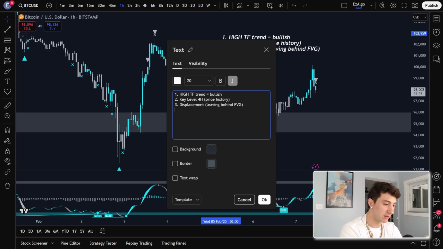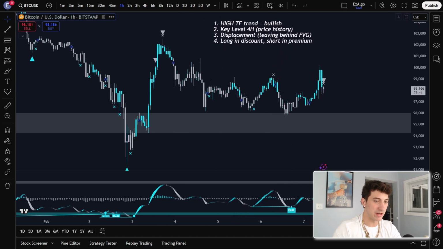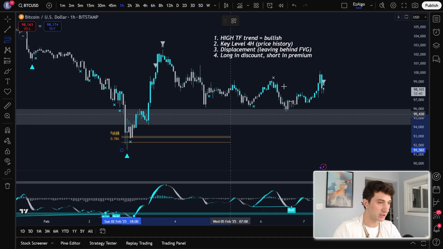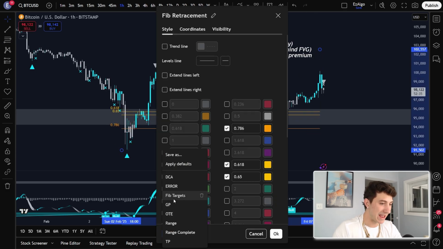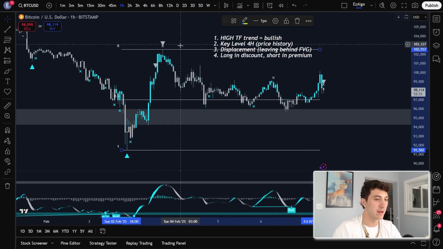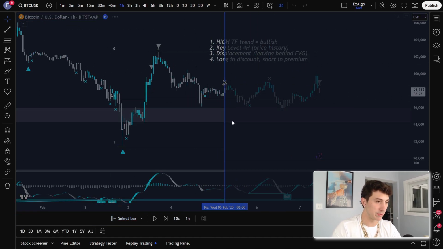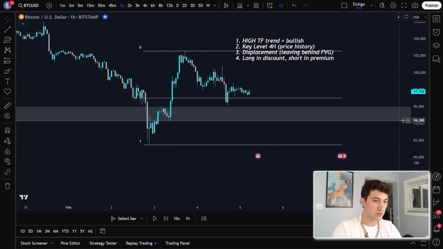And last but not least, okay, this is very, very important, and this is a major reason that a lot of you guys get stopped out, is you need to long in discount, okay? Long in discount and short in premium. Now, what the hell does this mean, right? So from this given range that we've created with this impulse move to the upside, if we grab our Fibonacci retracement tool, we can see anything below the 0.5 fib is considered discount, and anything above the 0.5 fib is considered premium.